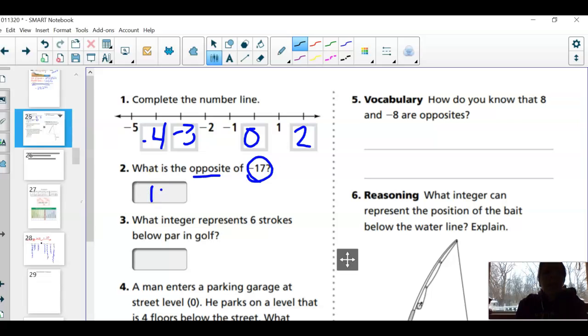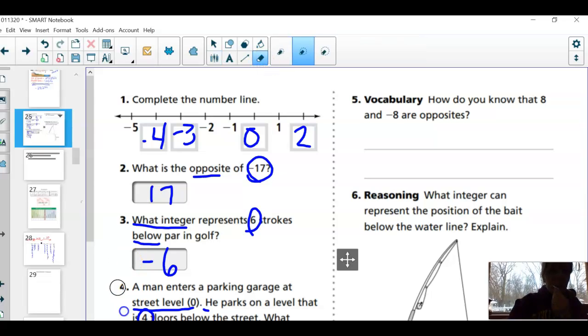If you said positive 17, you were correct. Let's look at number 3. What integer represents? Okay, this is when you have to write whether the number is positive or negative and then the number. What integer represents 6 strokes below par in golf?